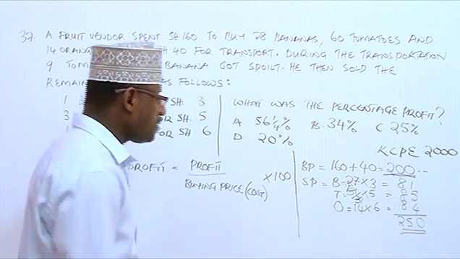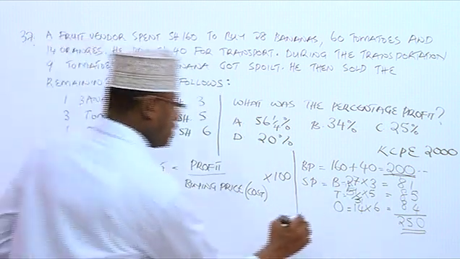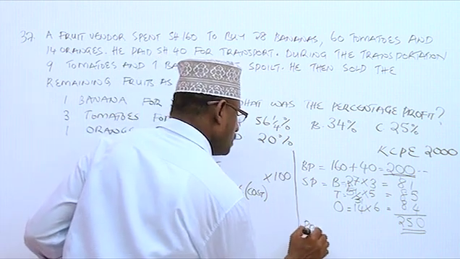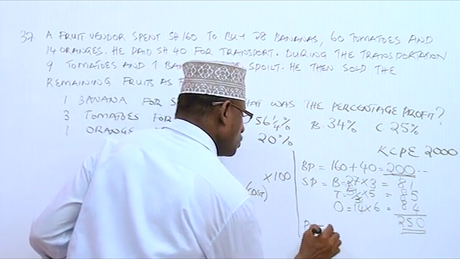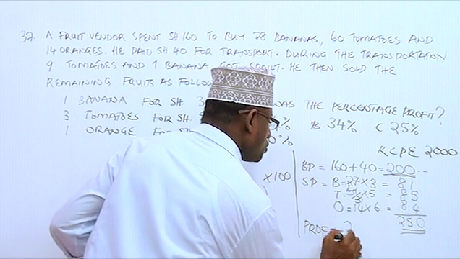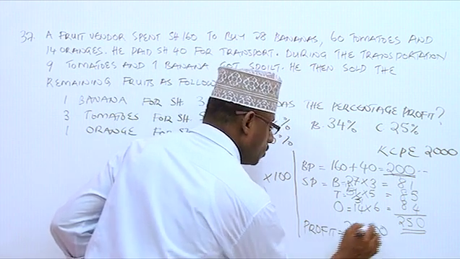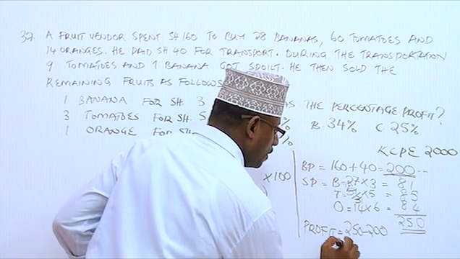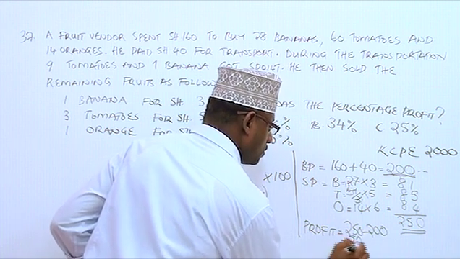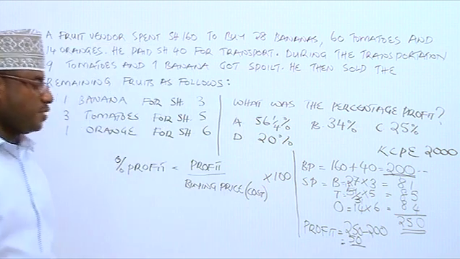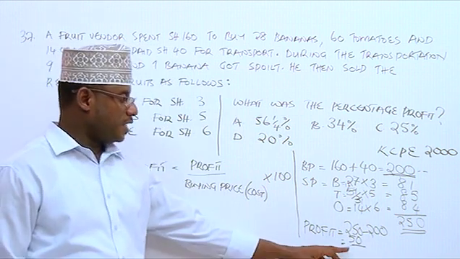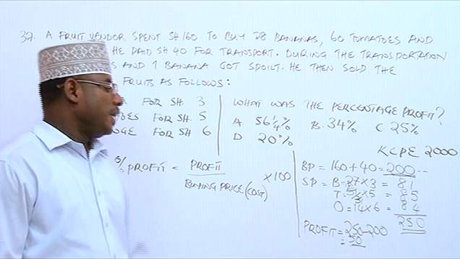Now, how much is the profit? Well, the profit is equal to how much he got, 250, less how much he spent, 200, which will give us 50. So the profit is 50 shillings.